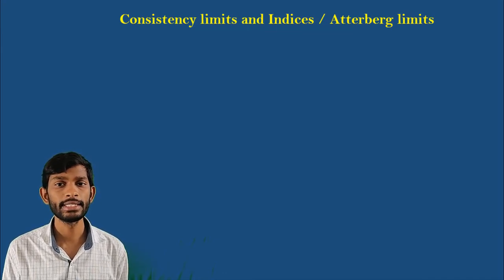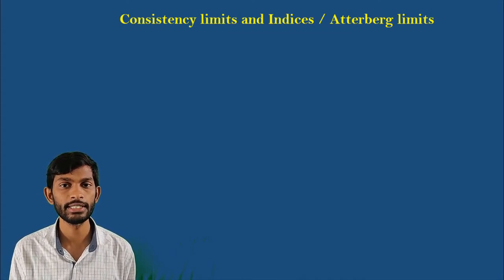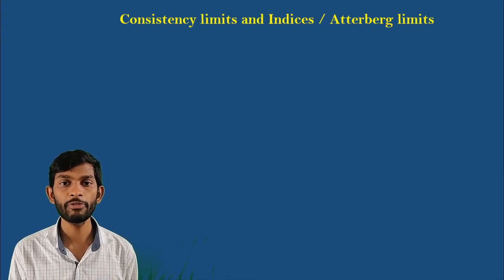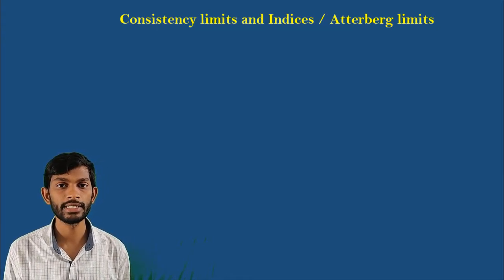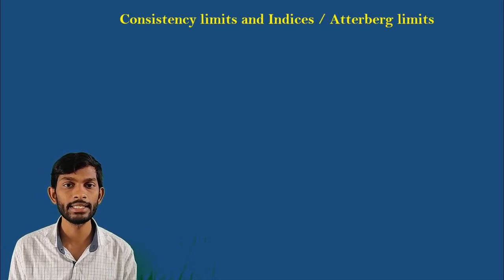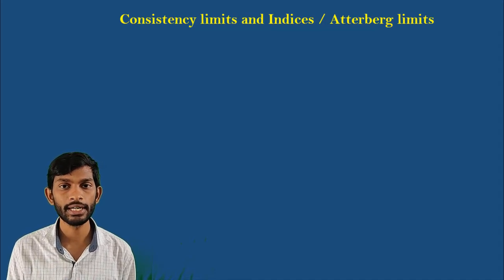we know that consistency limits are also called Atterberg limits. There is also another name for consistency limits, which is consistency indices. Okay. So before we talk about the different types of consistency limits, I want you to understand what I actually mean by consistency limit. That is the limit of the water content at which the soil gets exchanged into the next phase.